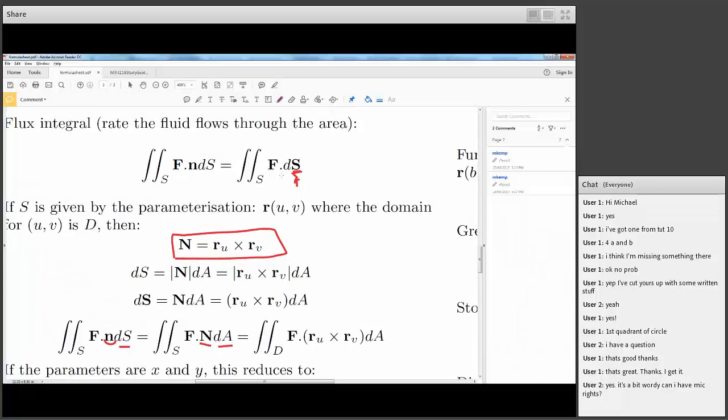So anything to do with bold suggests it has a direction attached to it. And so when you're trying to work out flux, you're trying to work out flux through the surface in its direction. And that's where the bold nature comes in.